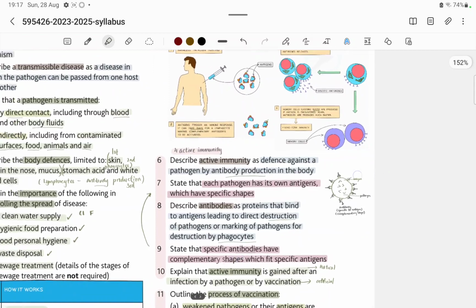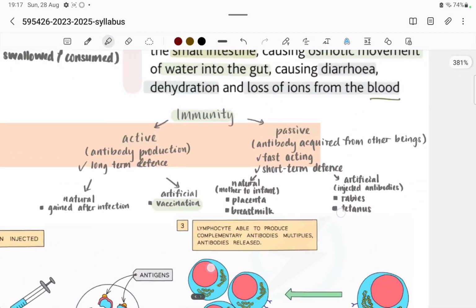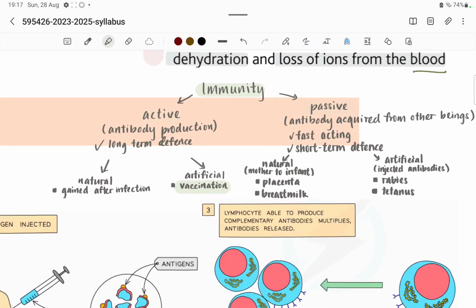After that, I didn't prepare the notes. So this one, immunity. For immunity, you have both active and passive. For active, the antibody is produced by itself. So long-term defense will be gained. So for passive is the other way around. The antibody we get from another being, another animal or plant: fast acting but short-term defense. Active one might take time, but this one is for long-term defense.